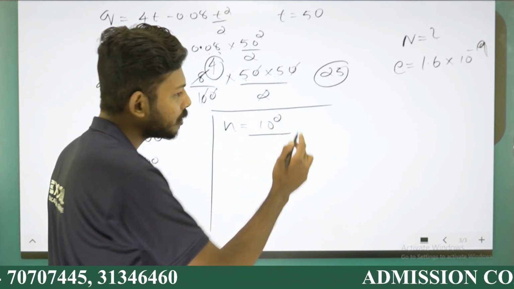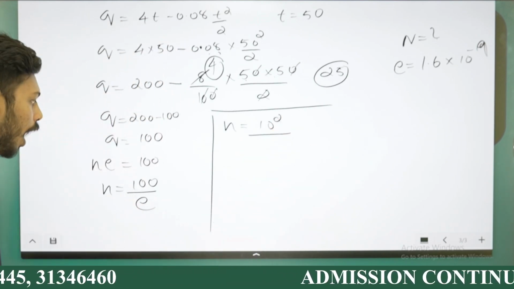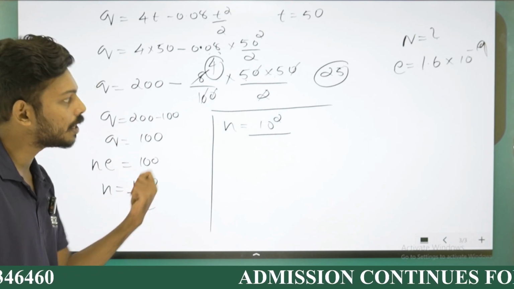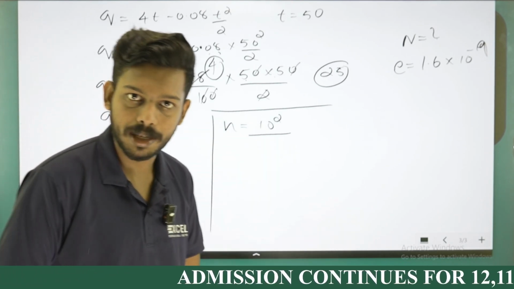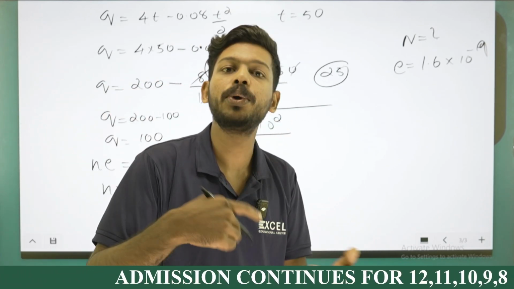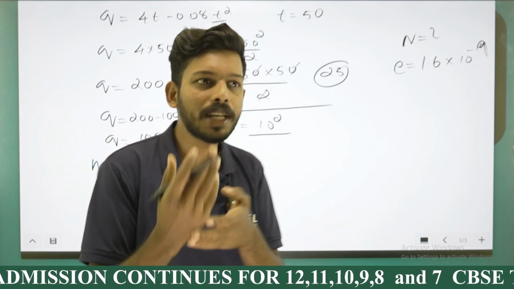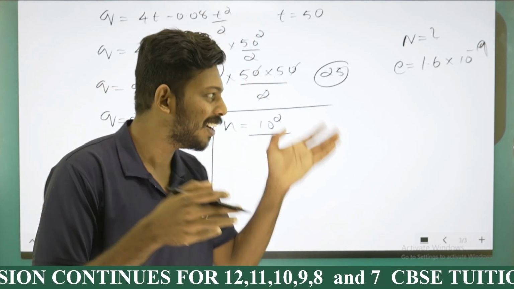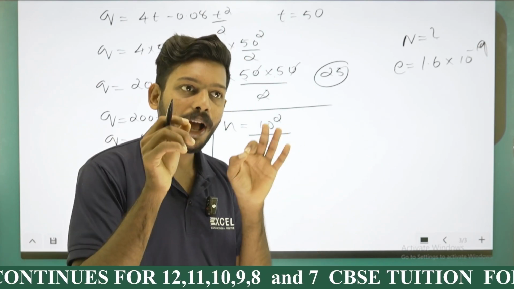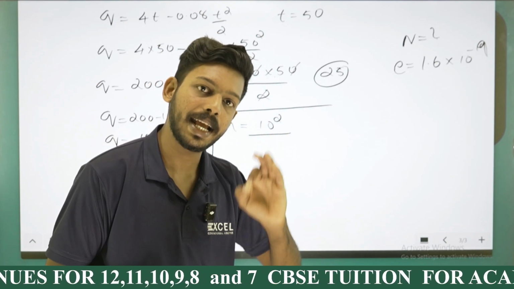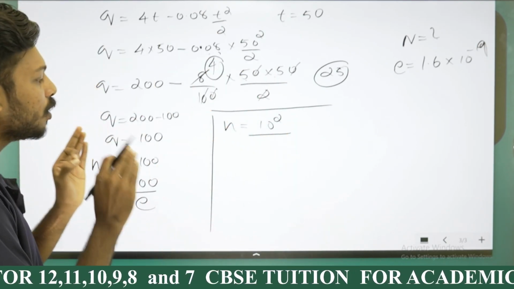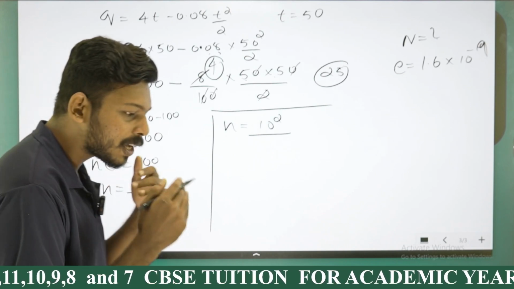Many students ask me how you will know you have to convert 100 into 10 square. It's just common sense. How will you get the common sense? By doing the problems. That's the only way. I cannot give you any mantra to learn these things. You have to do the problems again and again, and then it will become muscle memory.